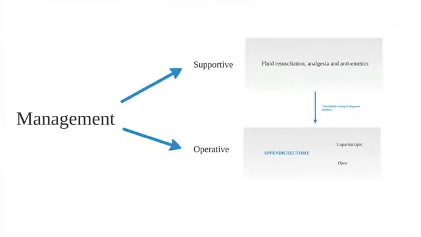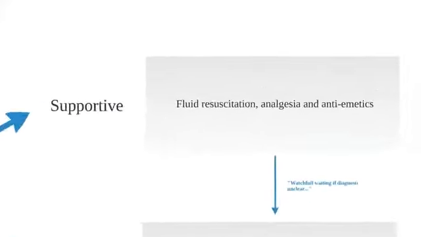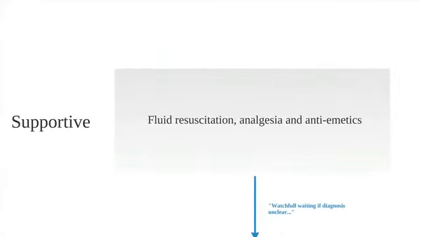So now let's move on to the management of a patient with acute appendicitis. The initial management of the patient should include the standard resuscitation common to all pre-op surgical patients, including fluid resuscitation, analgesia, and antiemetics if required. Often, the diagnosis of appendicitis may not be completely clear. In this case, observation and repeated examination should be considered.